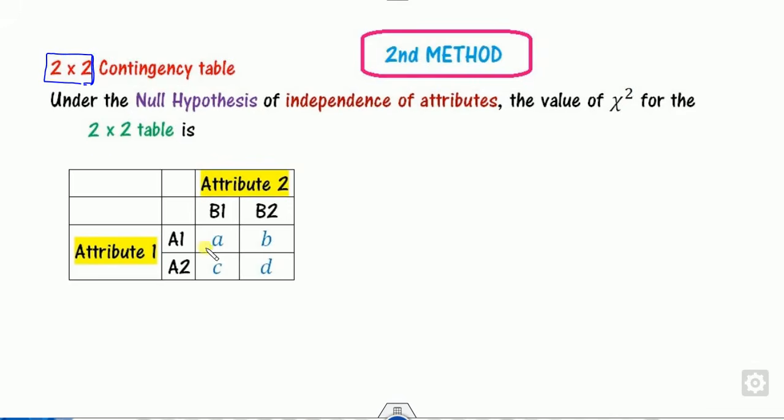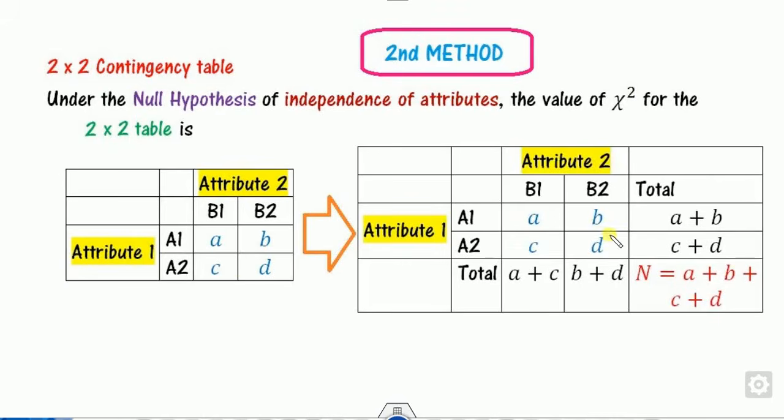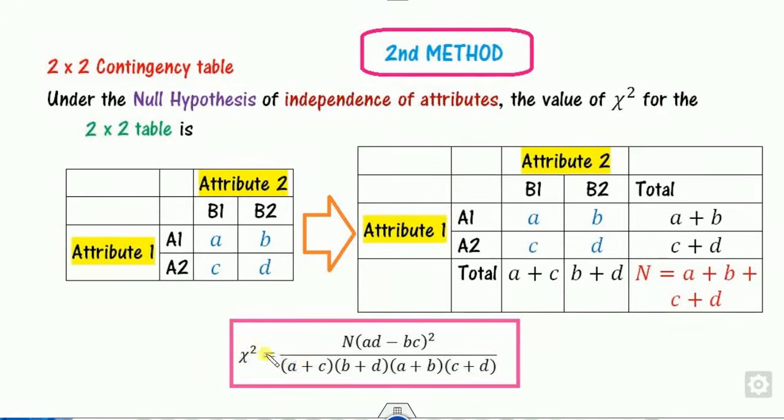Remember that. If I have the 2 cross 2 values A, B, C, D, we first find the row sums A plus B, C plus D, and the column sums A plus C, B plus D, and so on, and the total N. Then we can calculate the chi-square directly as N times (AD minus BC) whole square, that is the determinant squared, divided by the product of the four marginal totals, multiplied together.